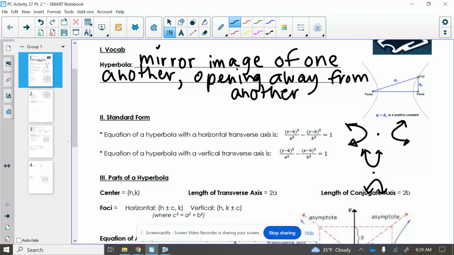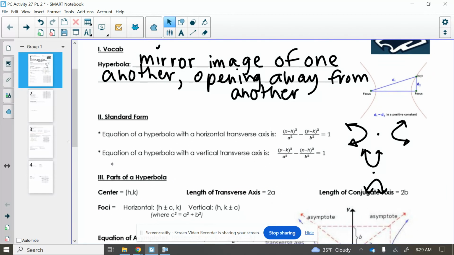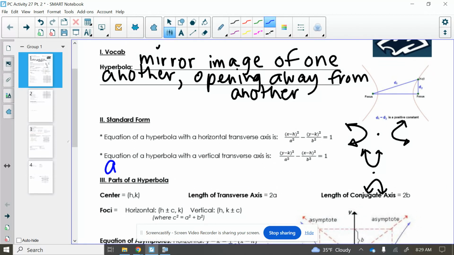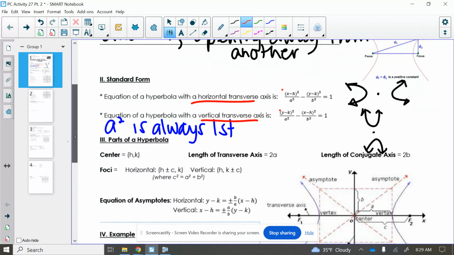Now notice some things with the equations: they're similar to an ellipse. However, your a squared value this time is always going to be first. What's going to dictate if it is horizontal or vertical is what comes first, either the x squared if it's horizontal or the y squared if it's vertical.